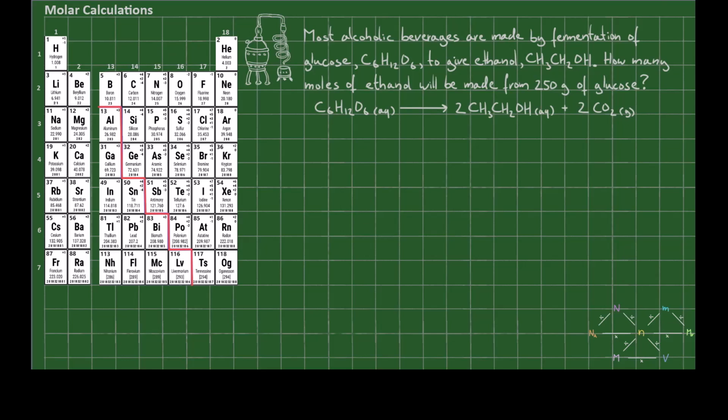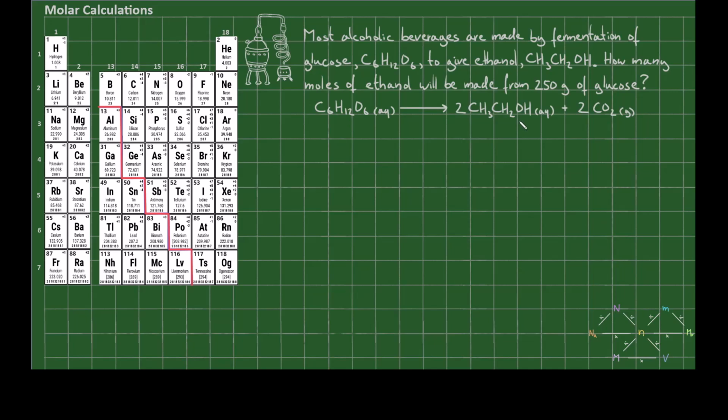This is a decomposition reaction where a mole of glucose gives 2 moles of ethanol and 2 moles of carbon dioxide. Our question is asking us how many moles of ethanol will be made from 250 grams of glucose. The balanced chemical reaction equation shows that the molar ratio between glucose and ethanol is 1:2.